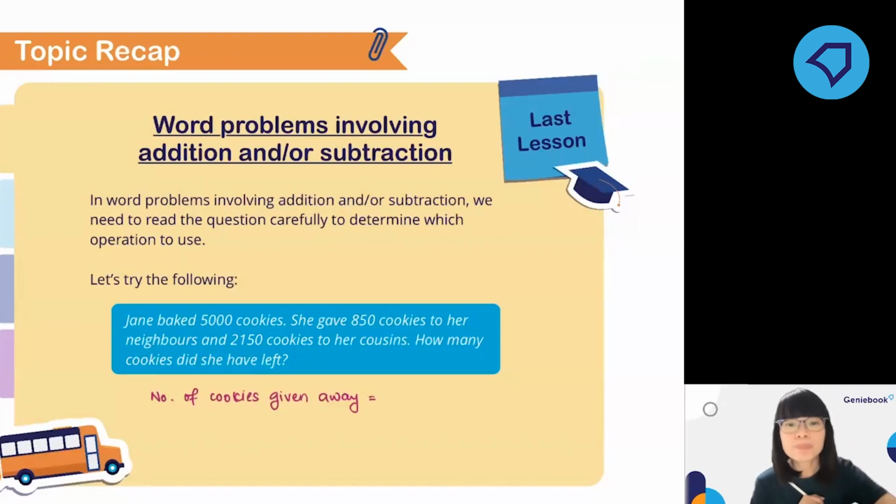I need to find out how many did she give to her neighbors plus her cousins. So I need to do addition. So I'm going to take 850, that is to the neighbors, plus 2,150, that is to her cousin. So if I add them together, I will get, what is 850 plus 2,150? 3,000. Thank you very much for the answer.